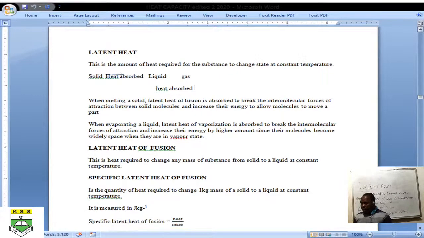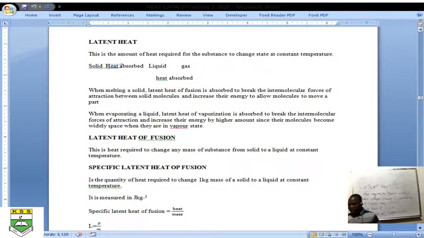So, hoping we are there. I've tried to project some work on the screen, hoping you can follow. We are saying that when a solid is melting, latent heat of fusion is absorbed to overcome the forces of attraction between these solid molecules, so that they are set free to move apart, so that they can now change from solid to liquid.